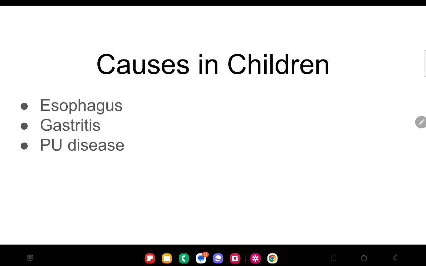Causes in children differ a little from those in adults, because children do not have periportal fibrosis, liver cirrhosis, alcoholic gastritis and so on, but they can have congenital problems of the esophagus, or gastritis due to other causes, and they can also develop peptic ulcer disease.